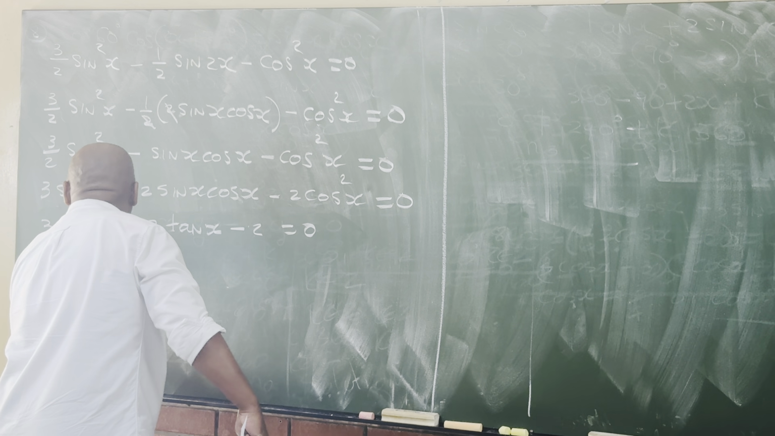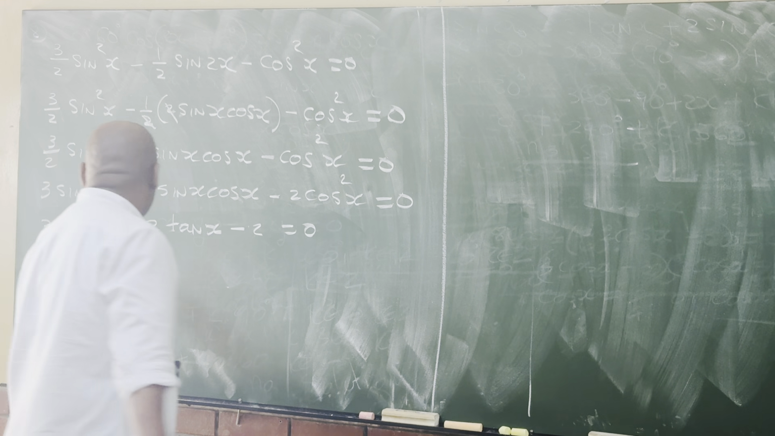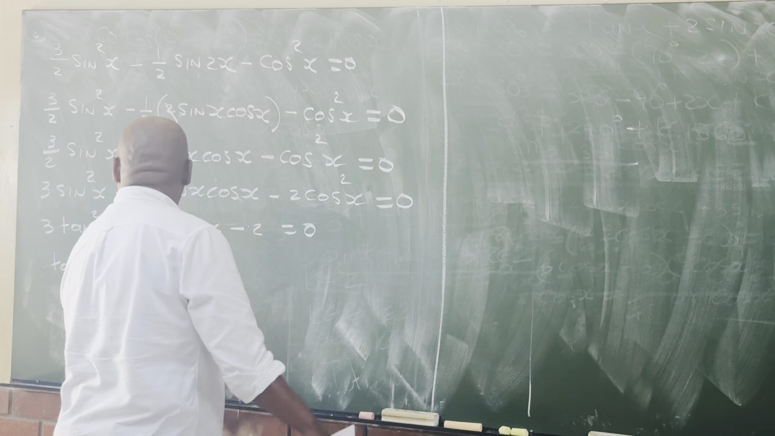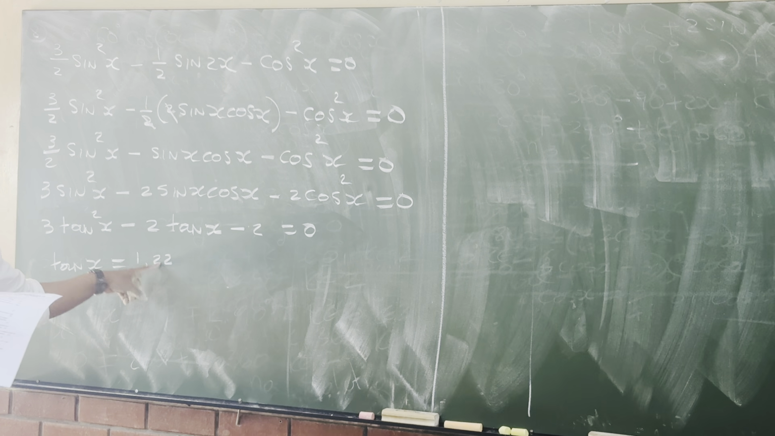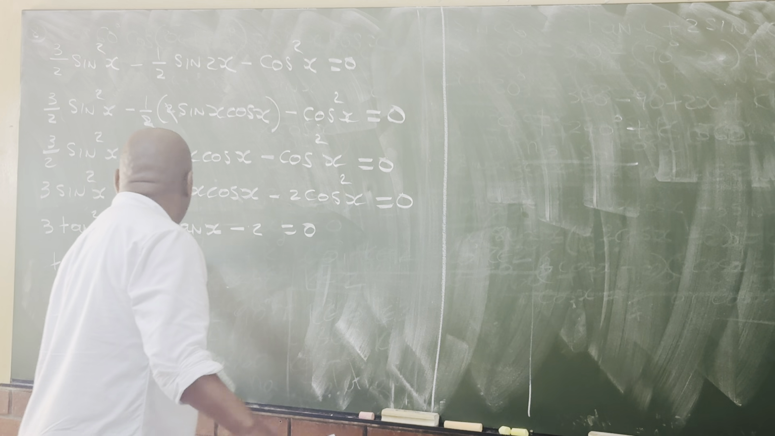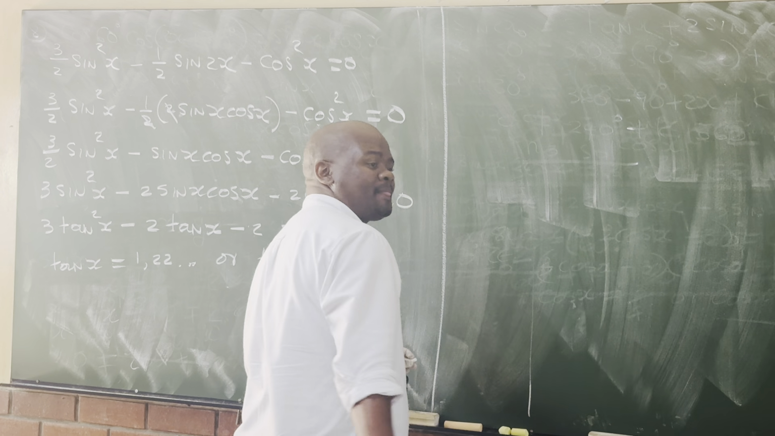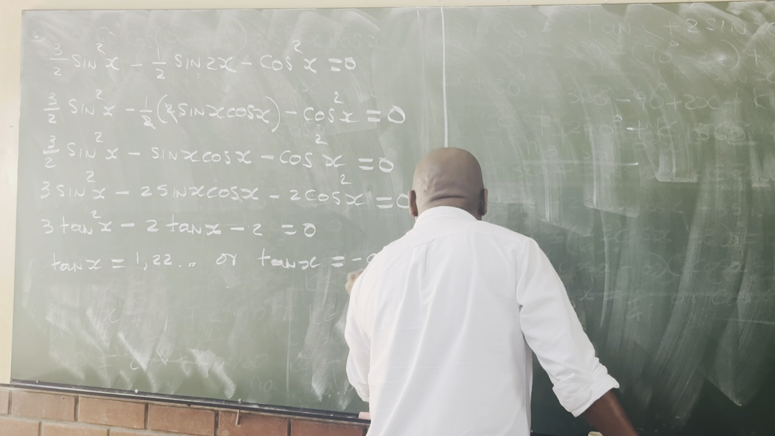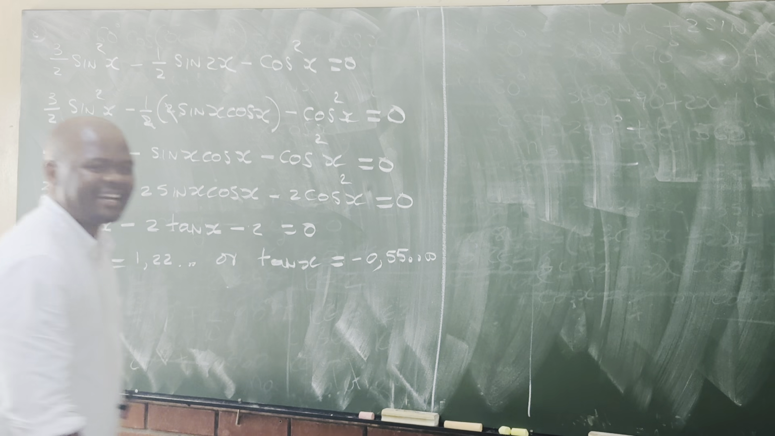So we have tan x equals, we are using the quadratic formula. tan x equals 1,22. But then you don't round that off in your calculator, because we don't want to round off until the final answer. All right. Or tan x is equal to negative 0,55. Okay, no problem. Don't worry.